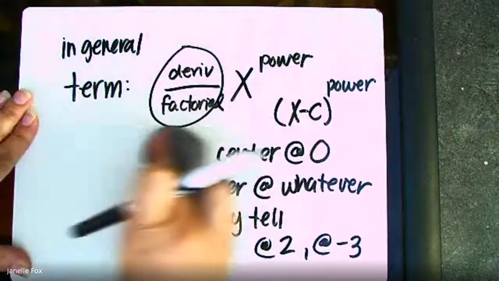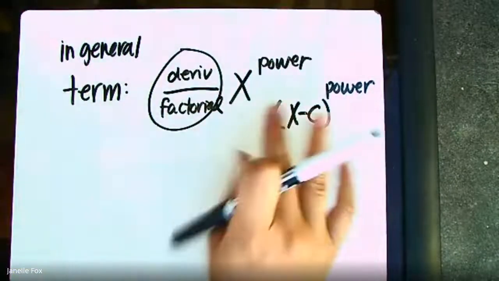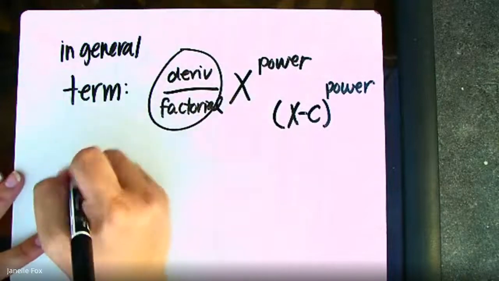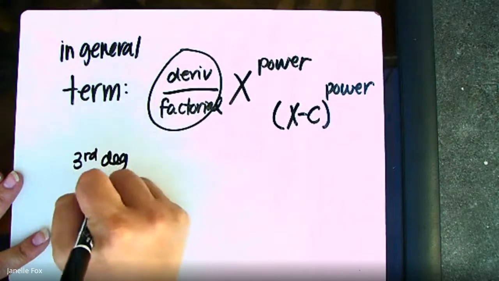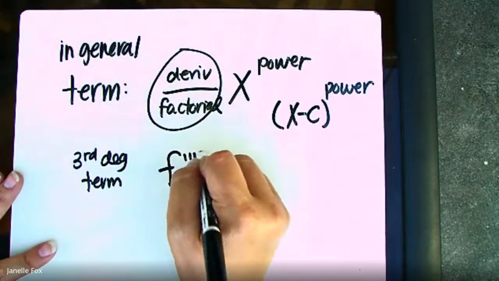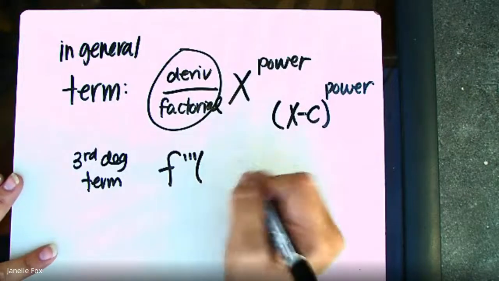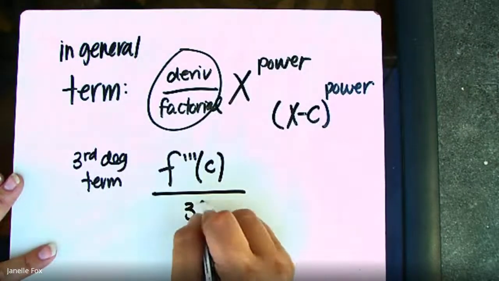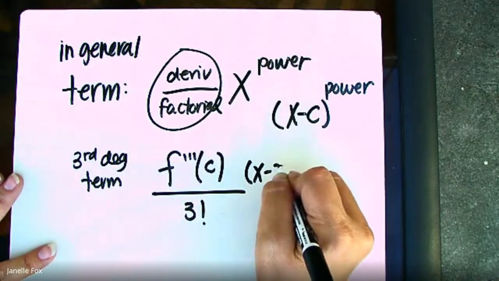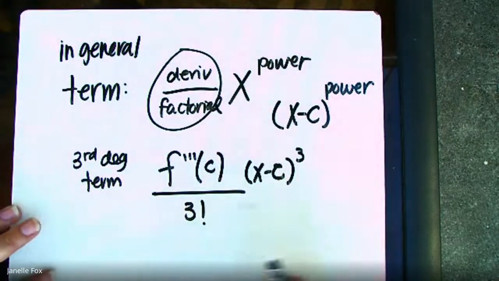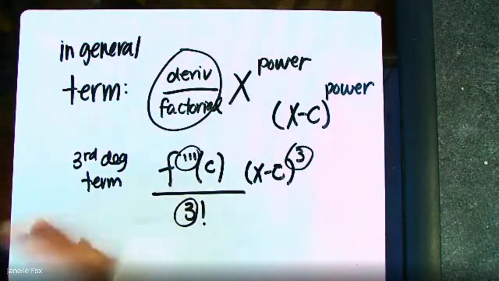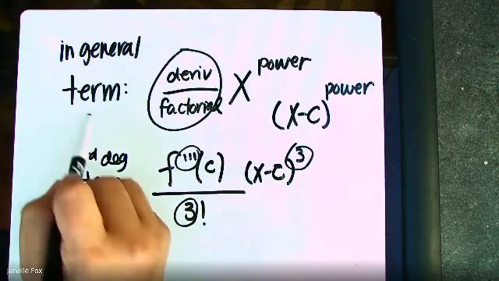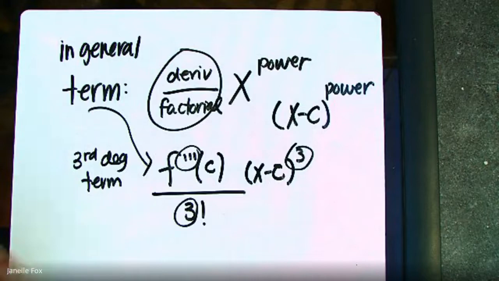So in general, we talk about these powers in the terms. Let's pretend we're working on the third degree term. What it will be is the third derivative at whatever the center is, whether it's 0 or 2 or whatever, over 3 factorial, and then x minus the center to the third power. So all these pieces match: the power matches, the factorial matches, the derivative matches, unless you're doing something else to it or you have to figure out a pattern. But this is basically how you get a general term for a Taylor polynomial or a Taylor series.